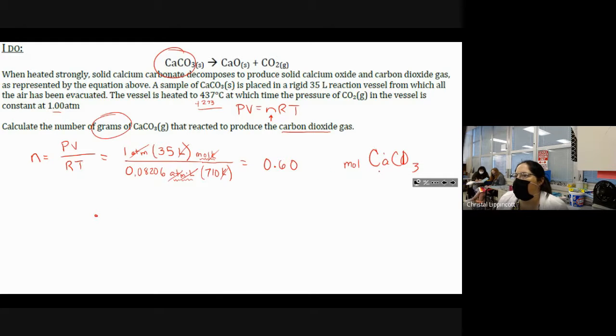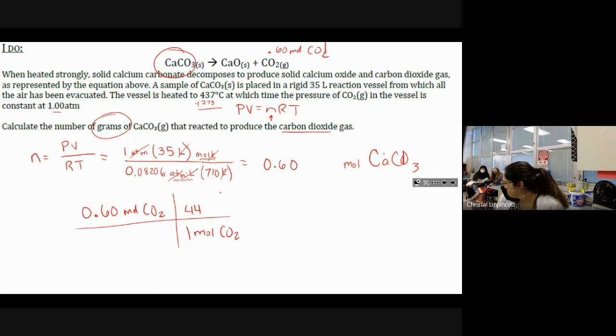I apologize, guys. All right. But if we look at that, that's going to be the amount of this, and then we would do our mole ratio. So however many moles of this, we have the same number of moles of this, which is 0.60 moles CO2. And then I know, is it 44? 32 and 12. Yeah, 44. One mole of CO2 is 44. Oh, I think I see. They're asking us grams of CaCO3. Okay. All right. Yeah.